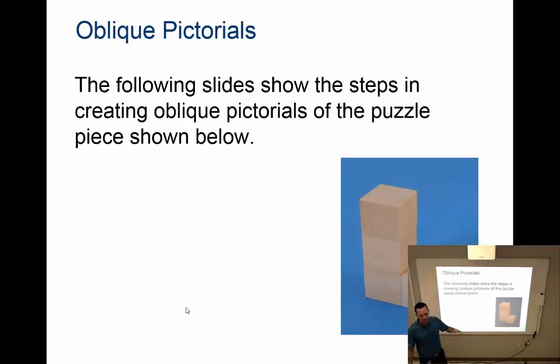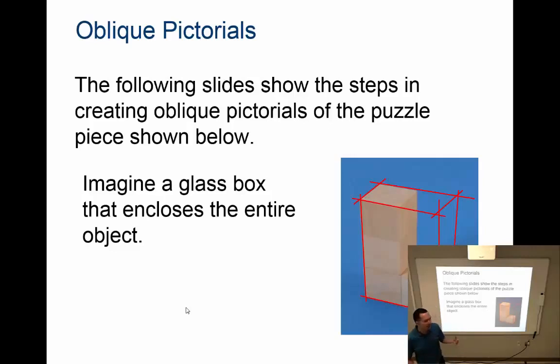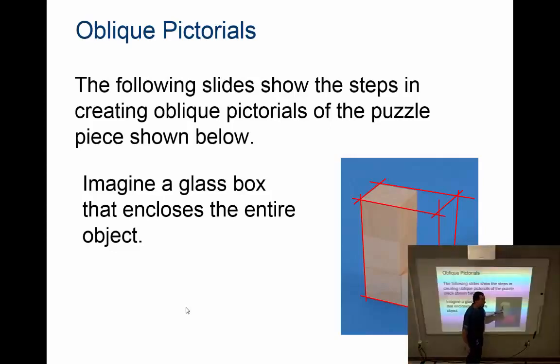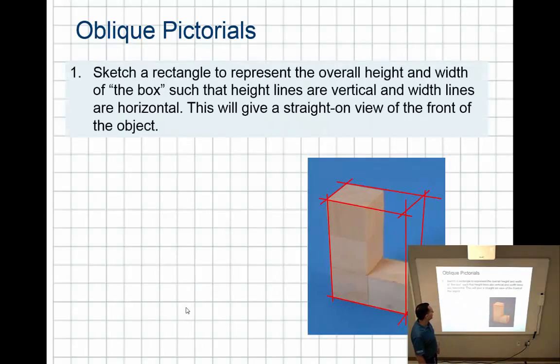So the following few slides are an example, a way to draw this object, this little L shape of wooden cubes, as an oblique drawing. We're going to use what's called a glass box method or a box method, meaning I would envision the size of the box that this object would fit in. So if I were, let's say, shipping it, what size of box would it need to be? And we use the size of the object itself, so the overall height of 3 units, the overall width of 2 units, and a depth of 1 unit to determine the size of my box. So I'm going to start by drawing that box.